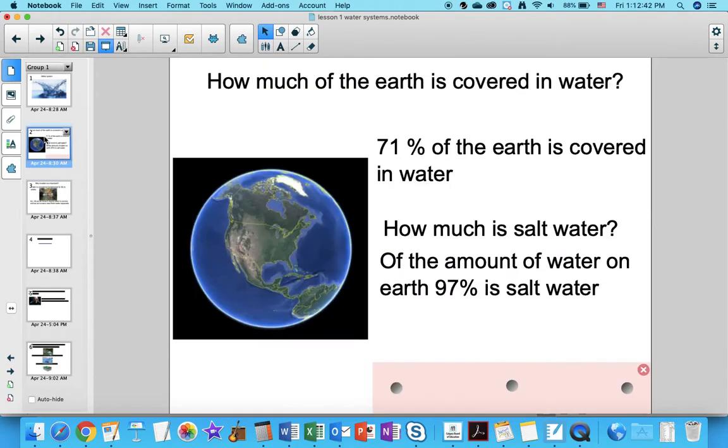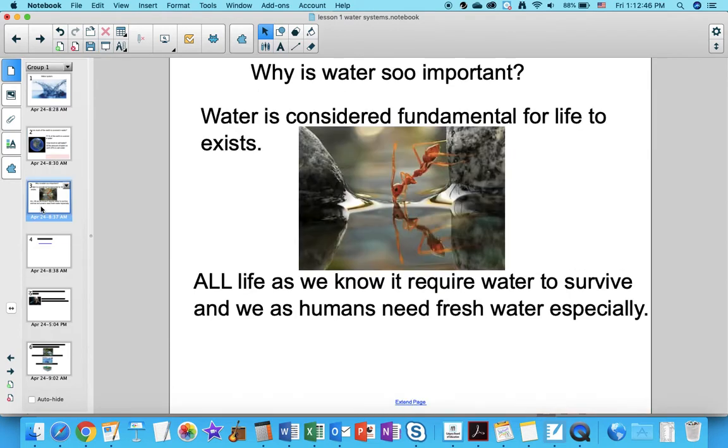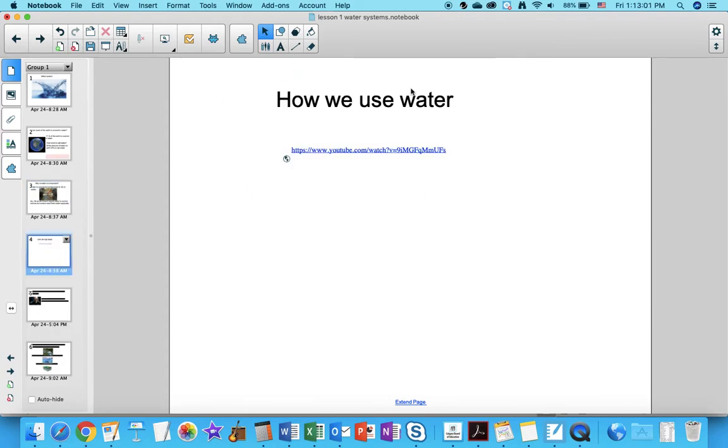So even though the entire world is covered in water, a very small amount of it is actually fresh and drinkable. And again, water is fundamental for all life. Scientists, biologists have yet to discover anything that doesn't require water. So this video will talk about how we use water and processes other than drinking in which water is important.